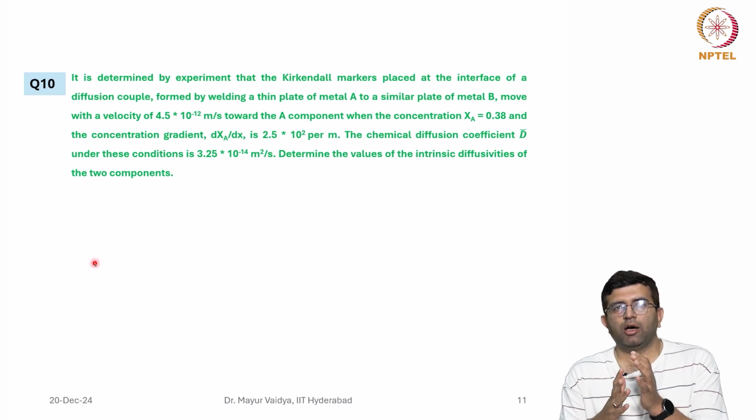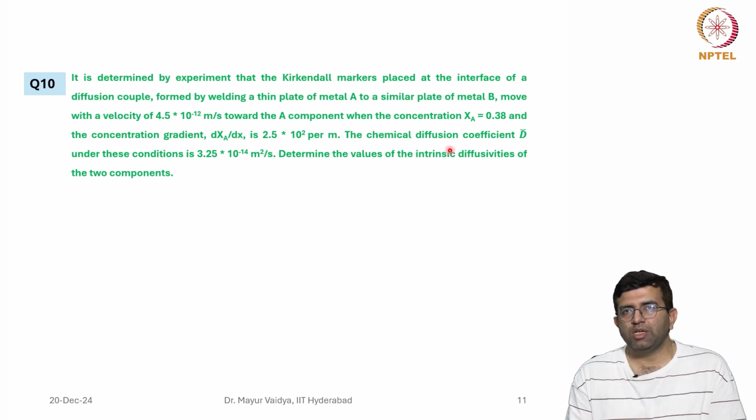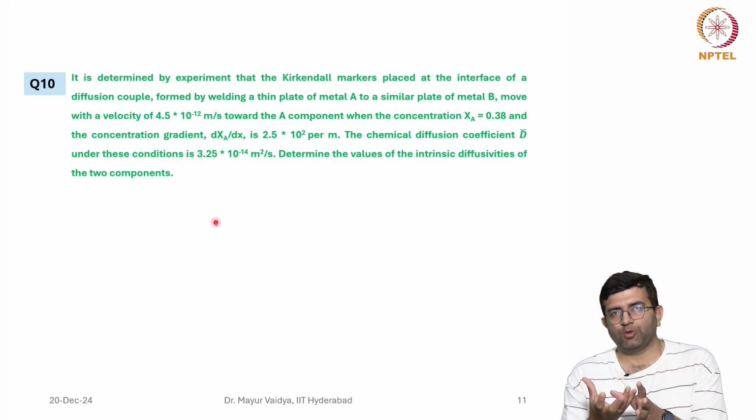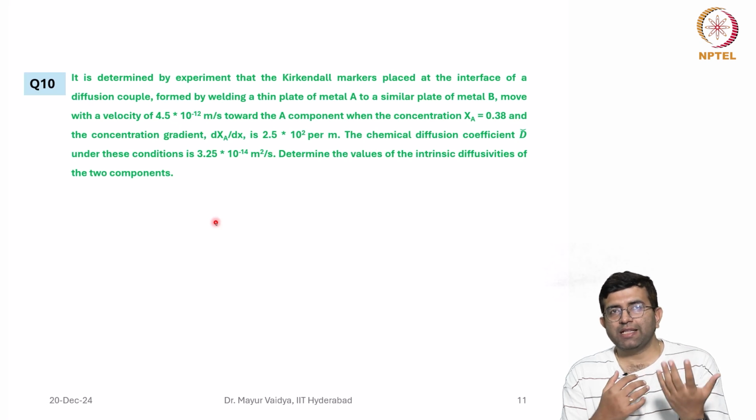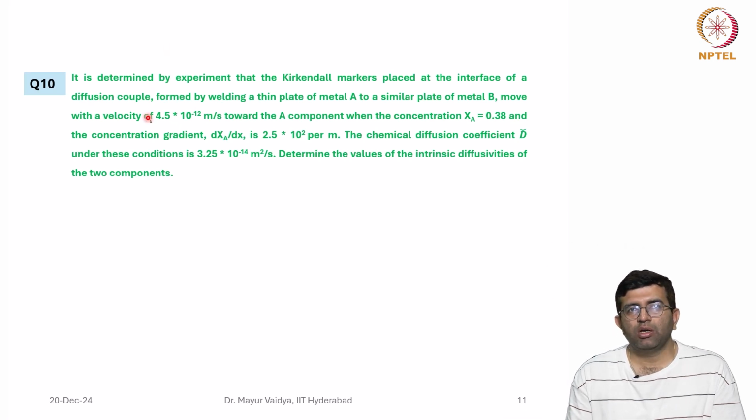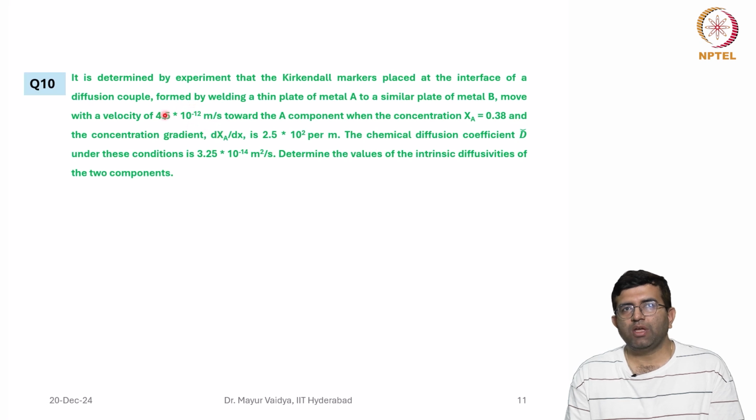But in this question you are given D tilde, you are given XA and XB, but you don't know DB and DA both. So how do you determine them? There is something else given, which is the velocity of the Kirkendall marker plane. Now, can we relate the velocity to these intrinsic diffusivities?